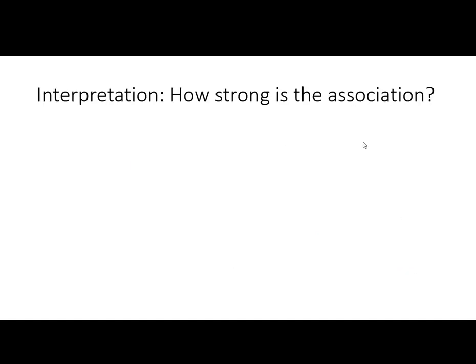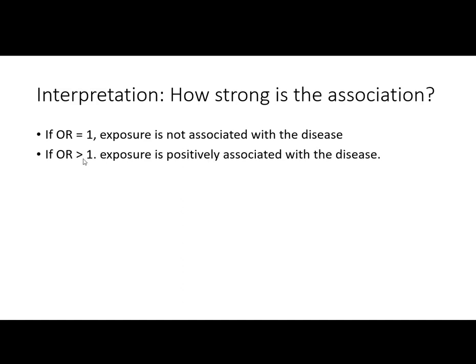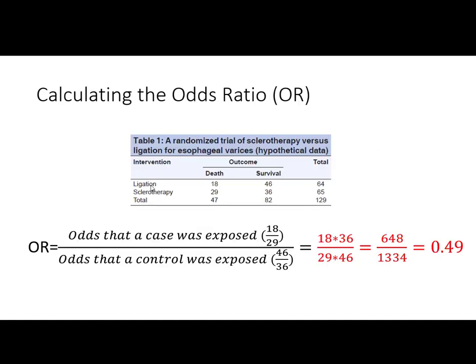So how strong is the association? If the odds ratio is equal to 1, exposure is not associated with the disease. If the odds ratio is greater than 1, exposure is positively associated with the disease. If the odds ratio is less than 1, exposure is negatively associated with the disease. So for these data, ligation has a protective effect because it's less than 1. It is better to receive ligation as therapy than sclerotherapy.